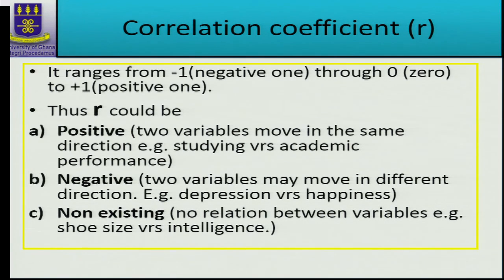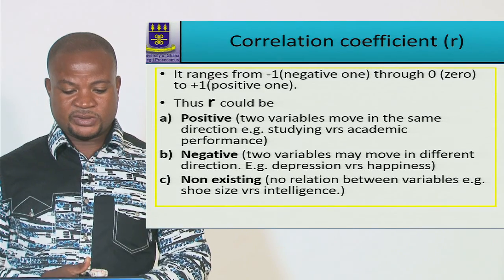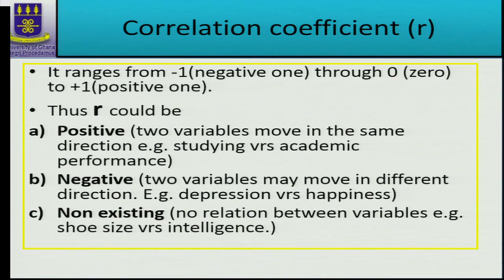A positive correlation is where an increase in one variable leads to an increase in the other. So for example, we can have studying hard and academic performance. The more hours students put in studying, the better the academic performance. This is a positive correlation. Or we can have a negative correlation, where an increase in one variable leads to a decrease in the other. So for example, the relationship between depression and happiness will be negative. When people are more depressed, their level of happiness comes down. So this will be a negative correlation. So we should note this relationship between the variables. We can have positive or negative relationships.